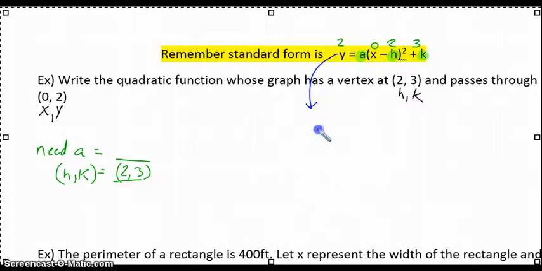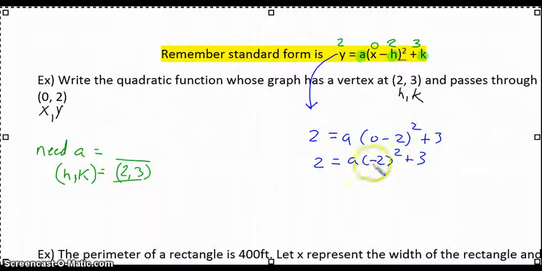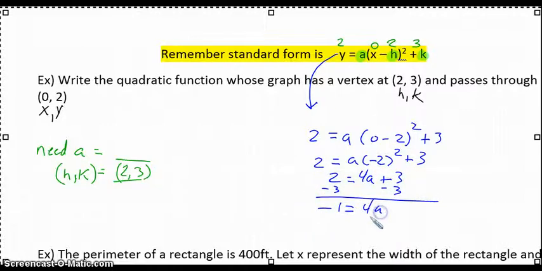So let's take a look at what I get when I plug these in. If I do that down here, it'd be 2 equals a times 0 minus 2 squared plus 3. So algebraically we'd first do this. 0 minus 2 is negative 2. Then I square that and I get 4, so I'm going to write it as 4a instead of a4. And now if I solve it for a, I'd get rid of the 3 by subtracting, and I'd get rid of the 4 by dividing. And I'd find that a is negative 1/4.